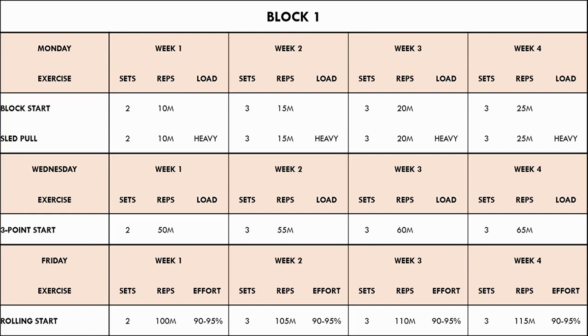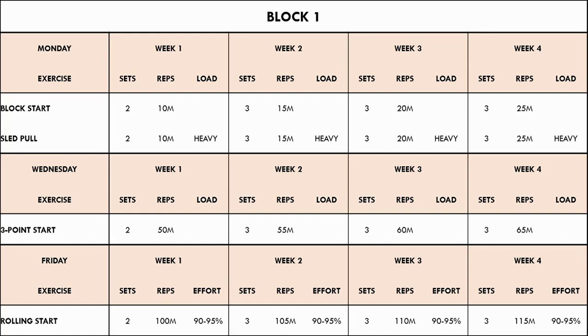Monday and Wednesday should be performed at maximal effort, while Friday is run at around 90 to 95% effort. It should also be noted that the number of sets is lower in the first week. This is so that the athlete can ease into the training program rather than suddenly ramp up the volume. It also acts as an unloading week, allowing the athletes to recover from any previous training.